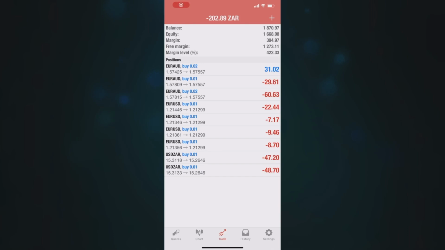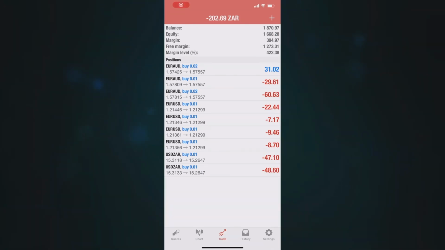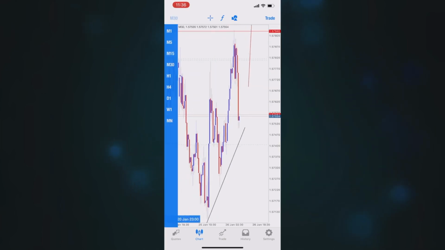We're back again, guys. Looks like some trades are in losses. However, remember, losses are part of the game. So now let's check what's happening. You can see that Euro AUD is currently retesting. It's having a minor retest.